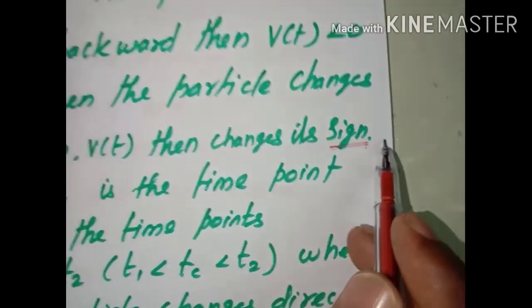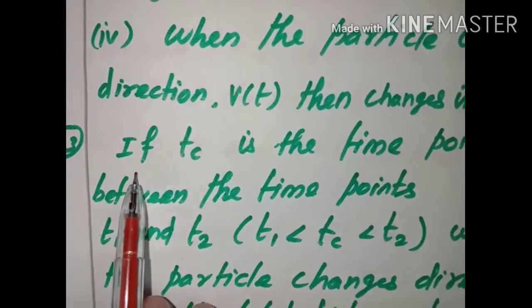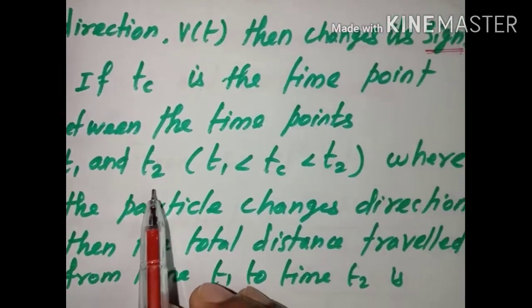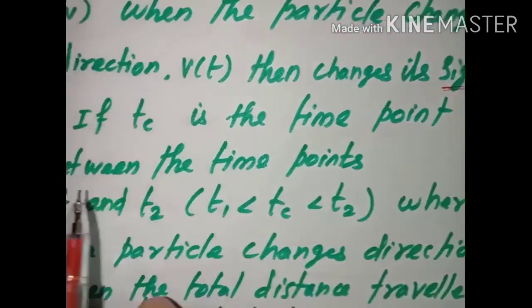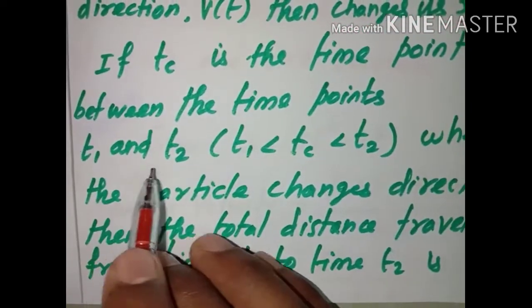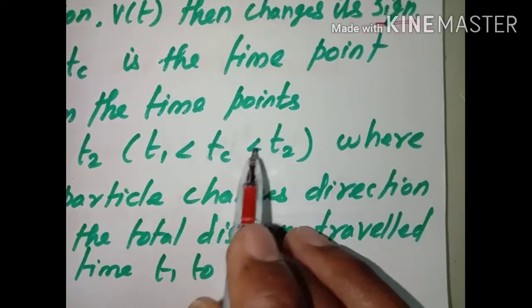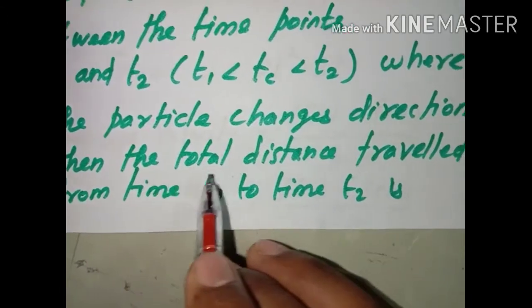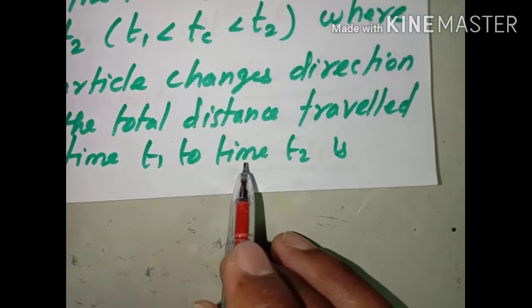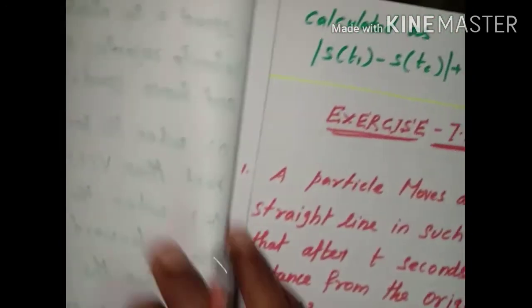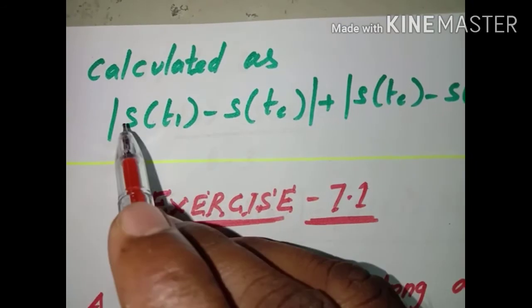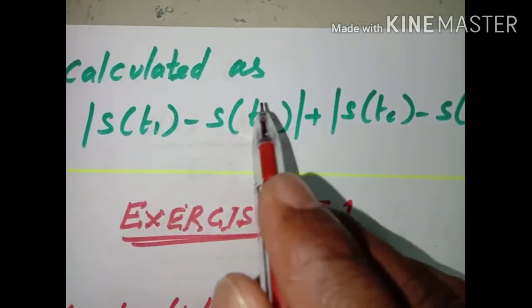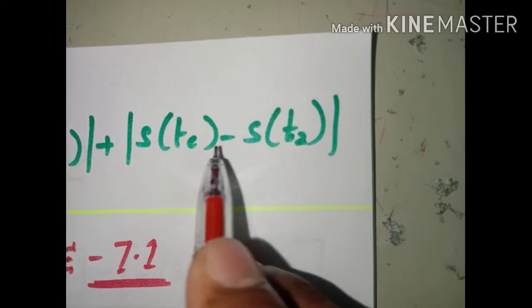The sign changes. Now the third point: if tc is a time point between the time points t1 and t2, so t1 less than tc less than t2, where the particle changes direction, then the total distance traveled from time t1 to time t2 is calculated as the modulus of s of t1 minus s of tc plus the modulus of s of tc minus s of t2.